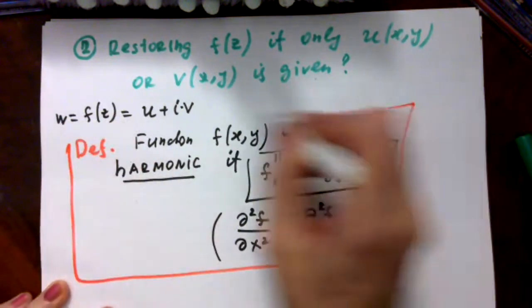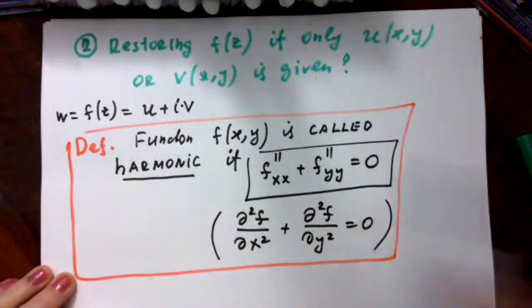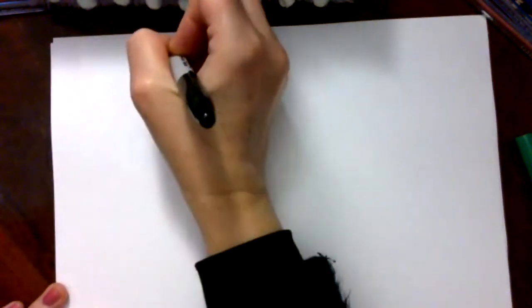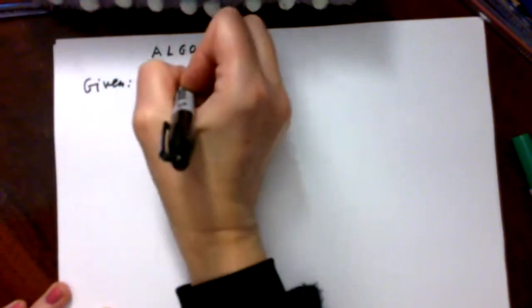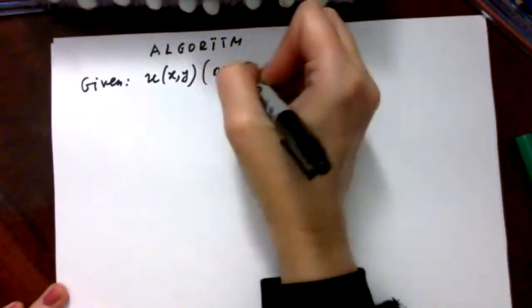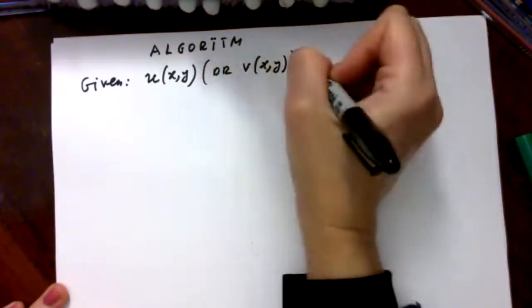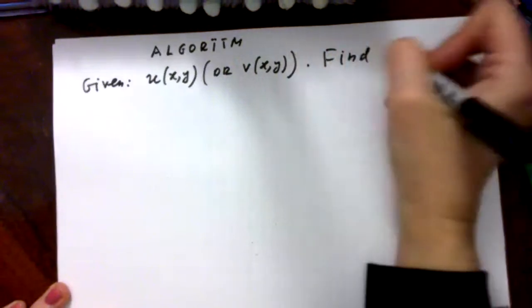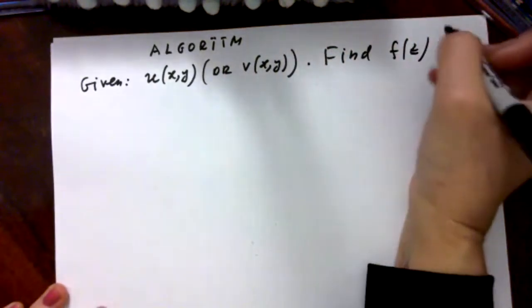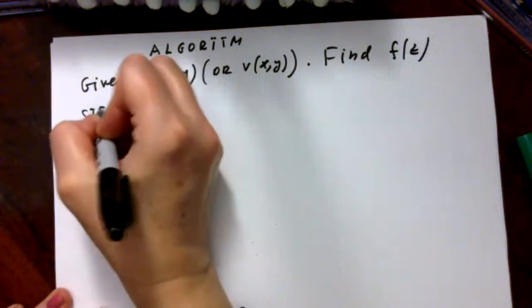And what does it have to do with our situation? What does it have to do with our task? Okay, so let me explain to you. Let me write an algorithm. Let's just call it algorithm, a very small outline of the algorithm, actually not very concise. So you're given u, or maybe v. So you're given function u or function v. Find function f of z or w. So how should it be done?